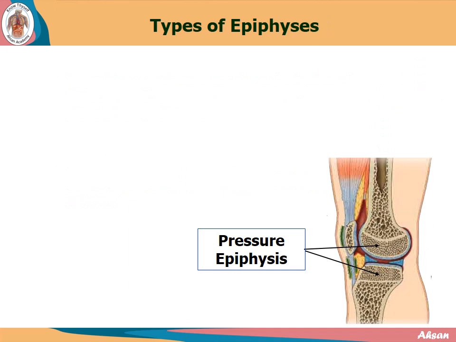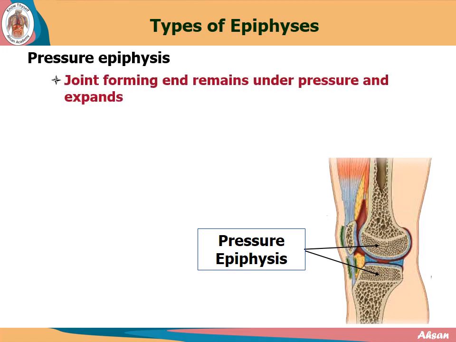So what is epiphysis? Epiphysis is the expanded part situated at the ends, developed from a separate ossification center. These epiphyses may be of four types. Let me discuss one by one. The pressure epiphysis is one.